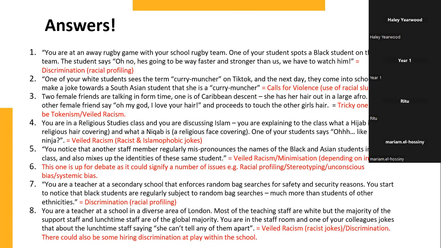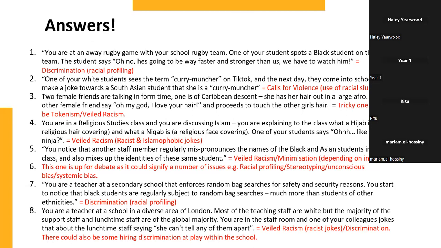Number six. This is a tricky one again, because of the number of issues. So racial profiling, stereotyping, unconscious bias, or systematic bias could be at play here. Number seven, we've got, again, racial profiling and discrimination. So the random bag searches. If you were to notice that this would happen, it may not be a case of calling it out straight away. It may be a process where you have to observe the situation and raise it to SLT, for example, and take note of what's been happening over a period of time, and then come back with the data.